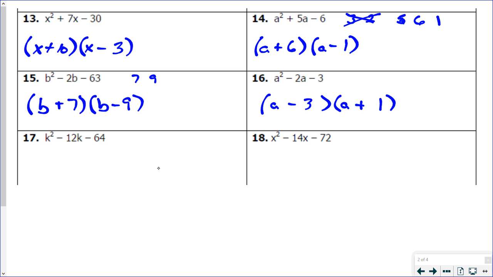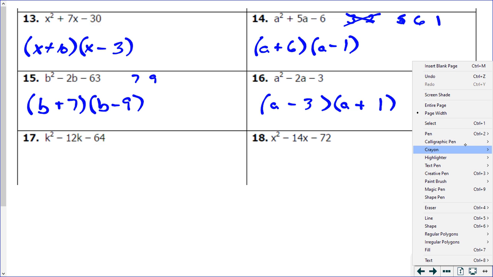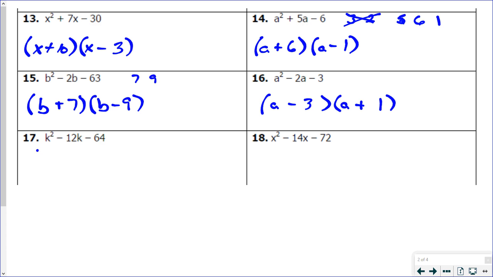So this is one that's a little tougher. The factors are 16 and 4. So 16 times 4 is 64, and 16 minus 4 is 12. So I'm going to put, get my pen here, k and 16 and k and 4. The sum is negative, so the bigger number needs to be negative and the smaller number positive. So negative 16 plus 4 is negative 12. Negative 16 times 4 is negative 64.